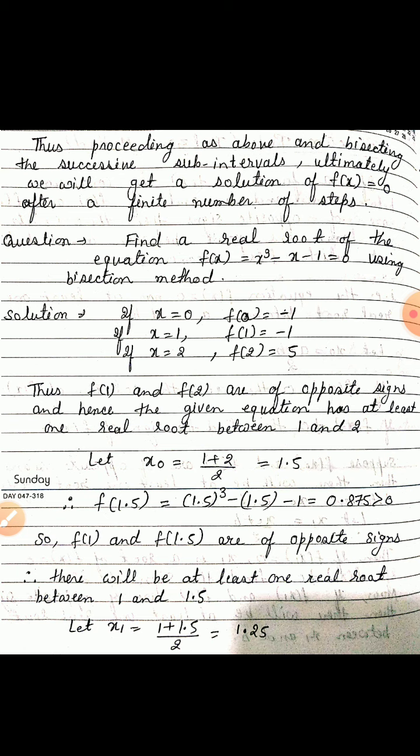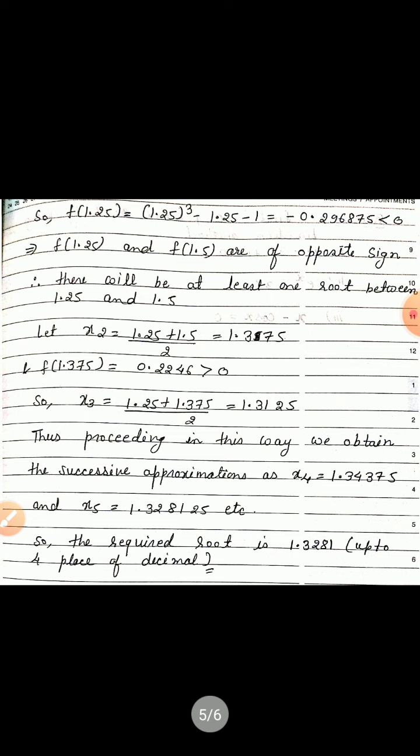Let x1 is equal to (1 plus 1.5) by 2, which is equal to 1.25. So f(1.25) is minus 0.296875, which is less than 0. So f(1.25) and f(1.5) are of opposite signs. So there will be at least one root between 1.25 and 1.5.